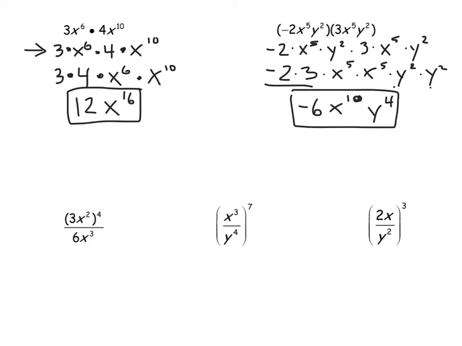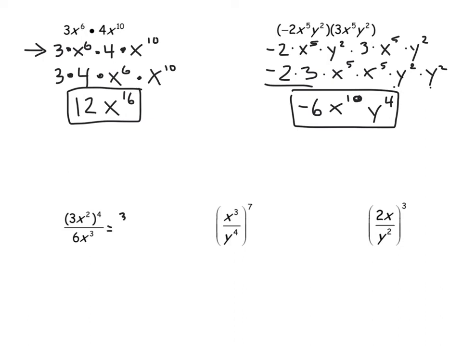All right. This next one is a little bit more complex because we have 3x squared all being raised to the 4th power. The first thing we need to do is remember that when a factor like 3x squared is being raised to the 4th power, every factor within those parentheses needs to be raised to the 4th power. So this 3 needs to be raised to the 4th power, and this x squared needs to be raised to the 4th power.